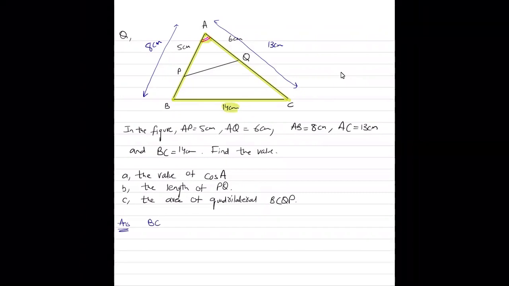So therefore BC square is equal to AB square plus AC square minus 2 times AB times AC cosine of angle A. Now I'm going to plug in the values. BC is 14, AB is 8, AC is 13, minus 2 times 8 times 13, cos of angle A.